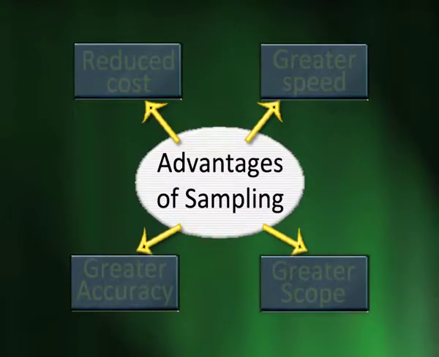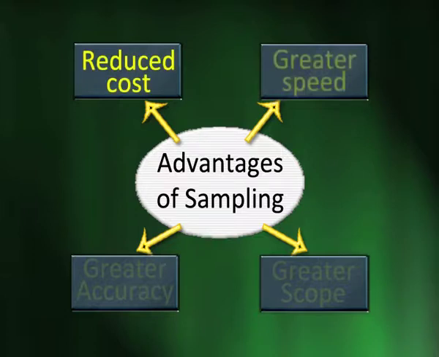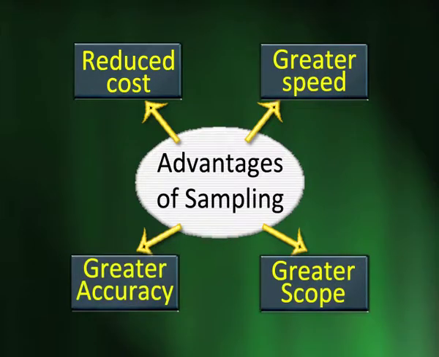The question arises, why do we go for sampling and why don't we do the complete enumeration? There are some principal advantages of sampling methods over complete enumeration. Number one is reduced cost, then greater speed, greater scope and greater accuracy.